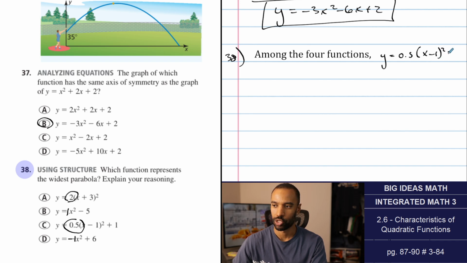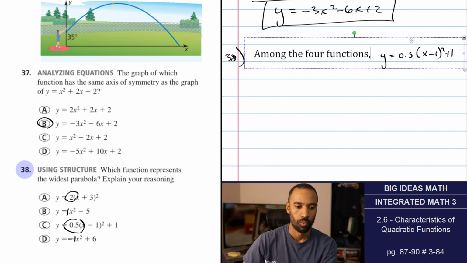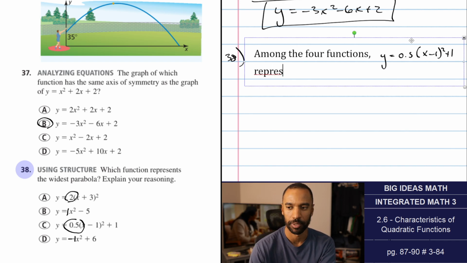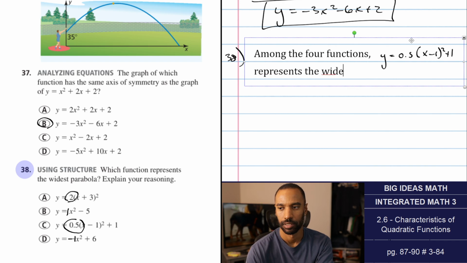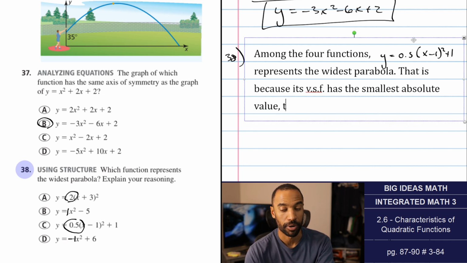X minus 1 squared plus 1 represents the widest parabola. That is because its vertical stretch factor has the smallest absolute value. Therefore, it's the most vertically compressed.